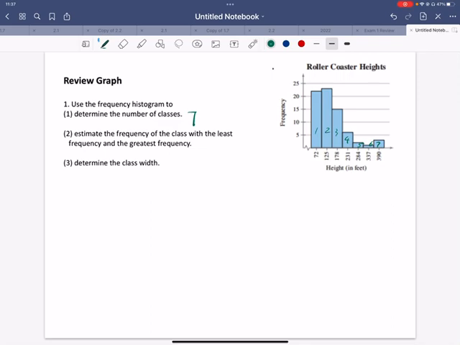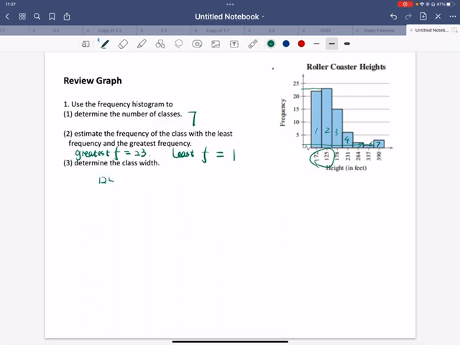We are estimating frequencies, right? So the greatest frequency will be, I think, 23. Okay, so least frequency, I would say, is about 1 or 2, up to you how you're gonna estimate it. Class width. Class width can be the difference between two midpoints.